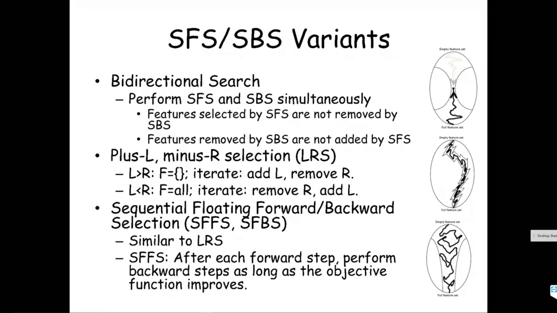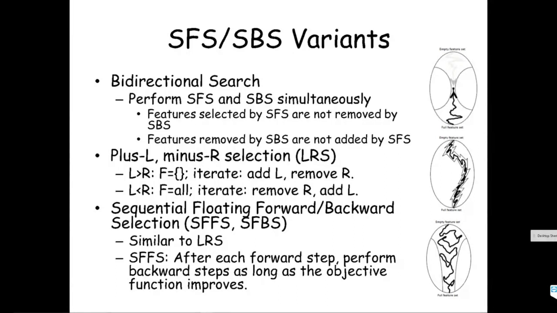So in bidirectional search, you simultaneously go forward and backward, and you select features using SFS, and you only select them if they are not removed by the backward search. And likewise, you remove features that are removed by SBS and that are not added by forward selection. So you sort of look at it from both ways.